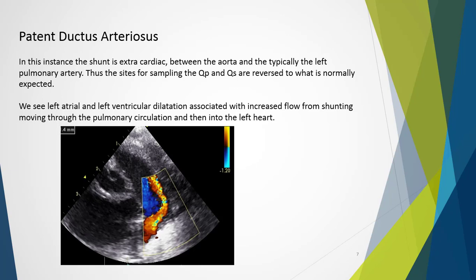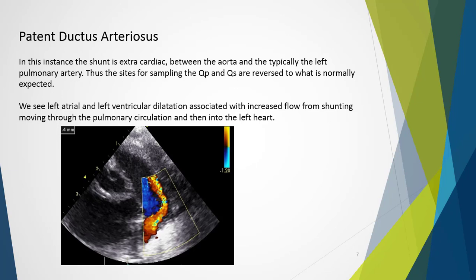Many sonographers struggle with the understanding that goes with the sampling of shunts for the patent ductus arteriosus calculations. In this instance, the shunt is extracardiac between the aorta and typically the left pulmonary artery. Thus, the sites for sampling the extracardiac shunt volume in the QP are the LVOT, ascending aorta, and mitral valve, all left heart circulatory structures.